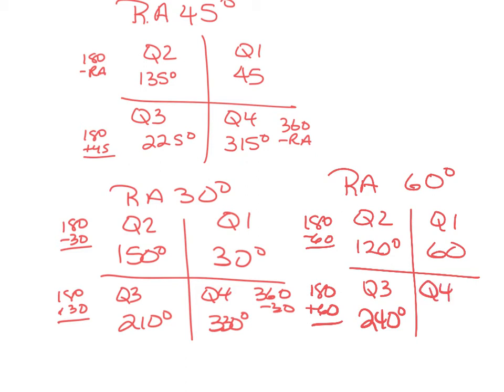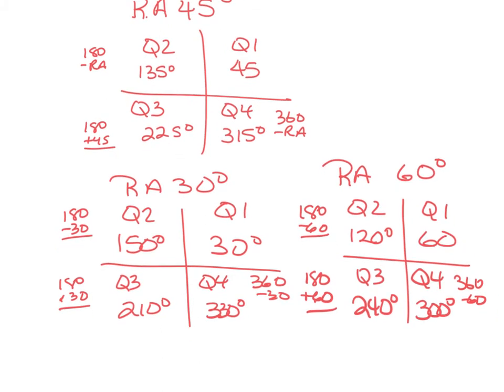Quadrant 4, 360 minus 60, and it's 300. Again, the calculations aren't that difficult, but we want to be able to save as much time as possible. So if you already have these figured out, then you can just quickly look at it and see, okay, I'm doing tangent, it's positive, so you need to keep the positives, like 1 and 3, and then you would just keep those.